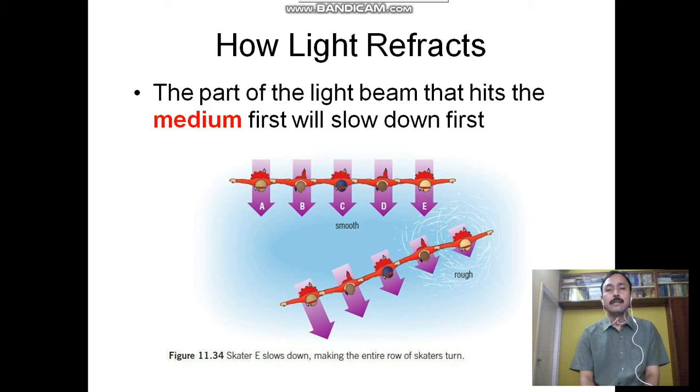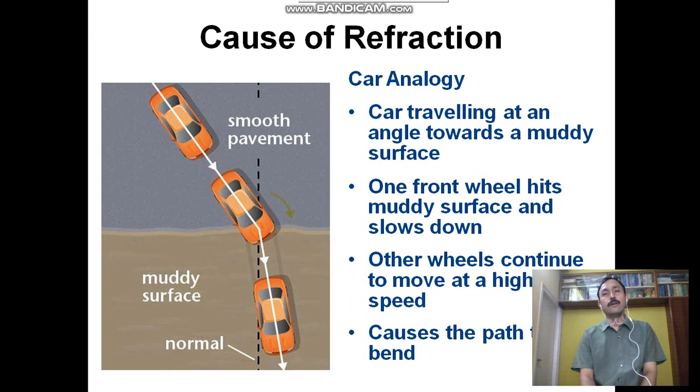Already we have discussed, if light is coming from air to glass, then it is bending towards the normal. If it is coming from glass to air, then it is moving away from the normal. If the speed of light remains the same in passing from one medium to another, the ray of light does not bend. That means if the speed is the same, the ray passes undeviated.